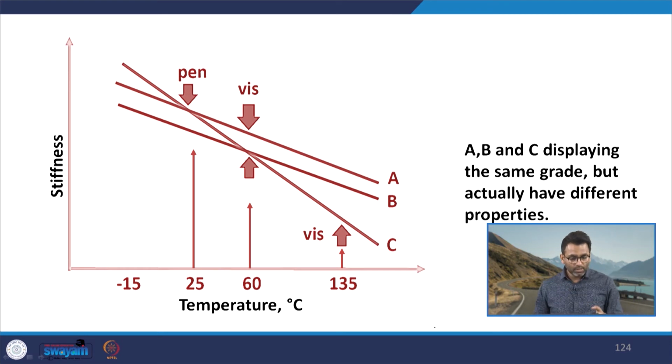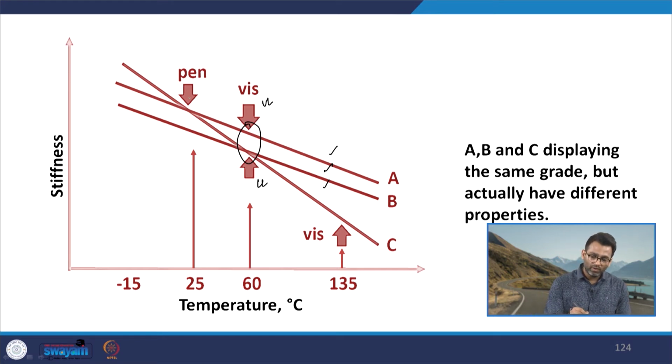This graph shows that you can have 3 binders, and let us see what the specifications are here. Let us say we have the specification for a range of viscosity at 60 degrees Celsius. So, you see you have bitumen A, B and C, they all have the same range of stiffness at 60 degrees Celsius, and let us say this is the upper limit and this is the lower limit as per the specification. The viscosity grading system requires a minimum penetration value at 25 degrees Celsius.